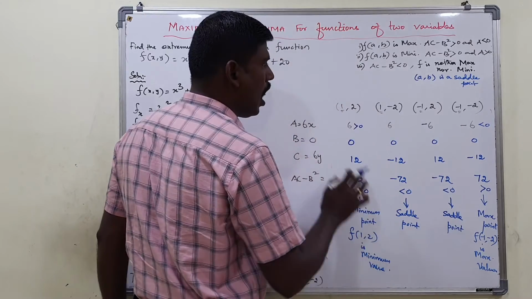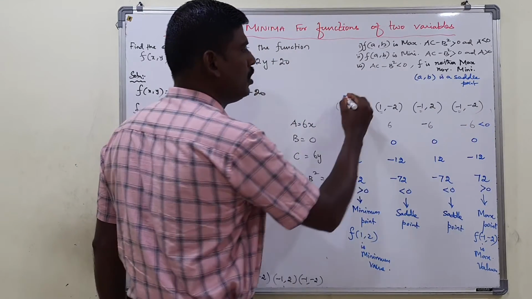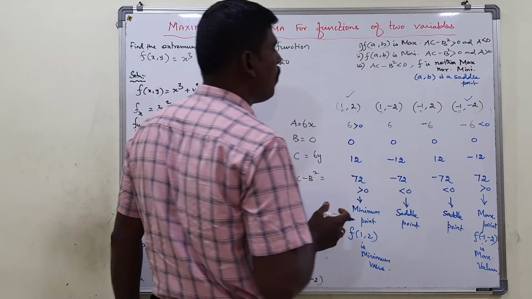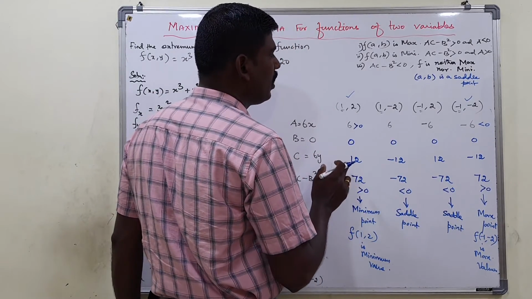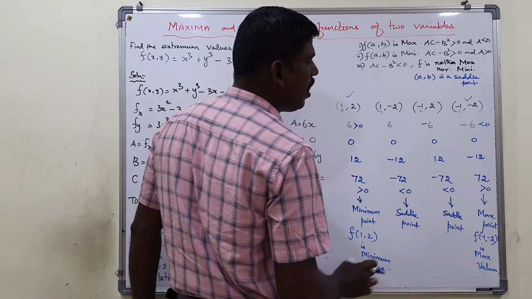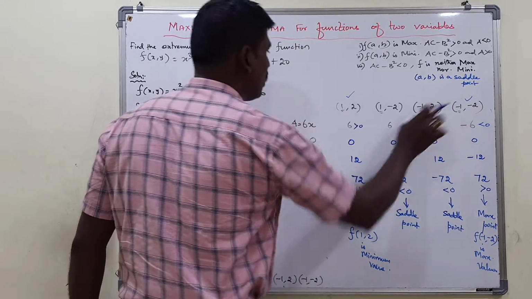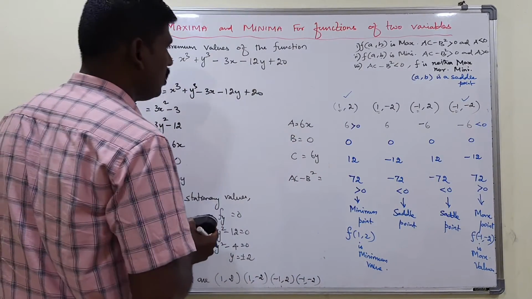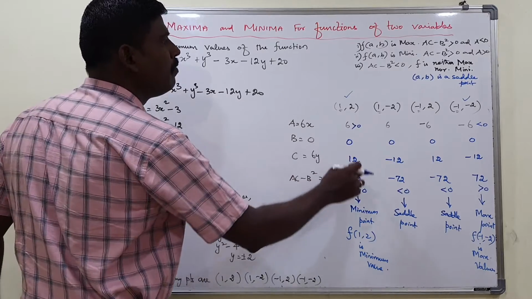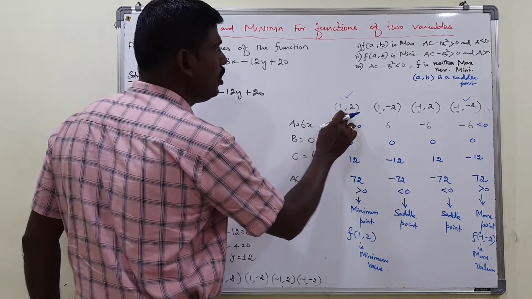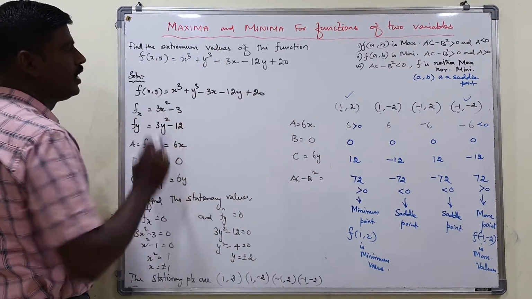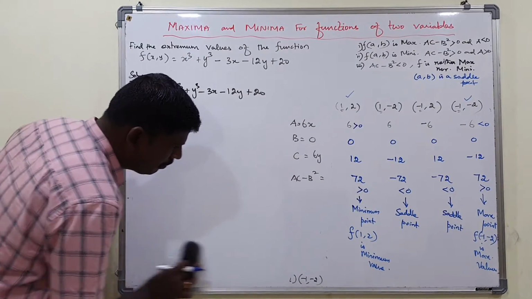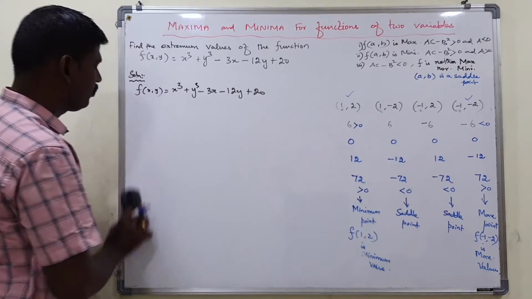That's all. So among all these 4 stationary points, these 2 points are points of extremum. Right? That means what? F takes either minimum or maximum. So these 2 points are called extremum points. All the 4 points are called stationary points. Now I am going to find out the minimum value and maximum value. By substituting this point into the given function, we can get the corresponding minimum value or maximum value. That means the extremum value.